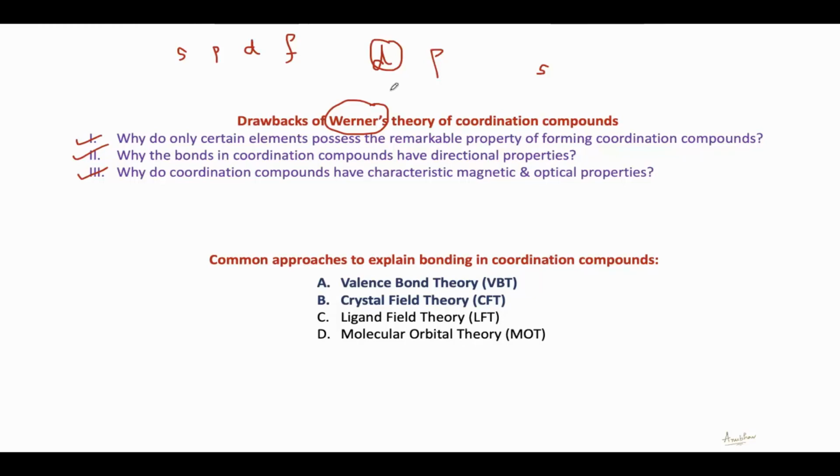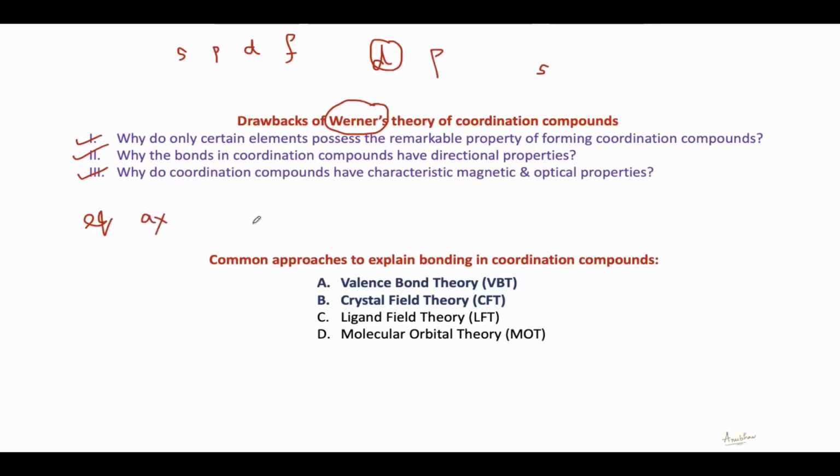Why do these certain elements possess this distinct property? The second one is, why do the bonds in coordination compounds have directional properties? In the last class, I told you about these equatorial bonds and the axial bonds.